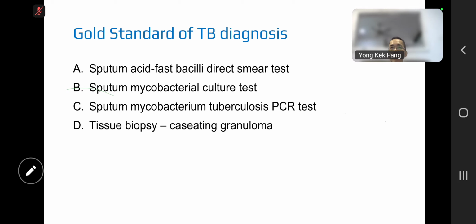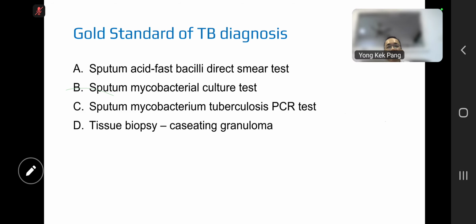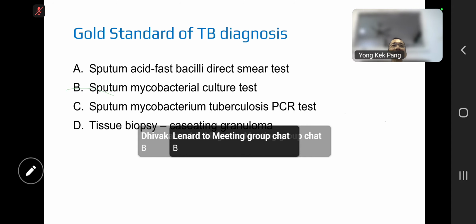So the next question is, in order to diagnose TB, particularly primary TB, what is the gold standard of diagnosis? Okay, A is sputum acid-fast bacilli. B is mycobacterium culture. C is sputum mycobacterium tuberculosis PCR test. D is tissue biopsy to demonstrate caseating granuloma. Which one is the answer?